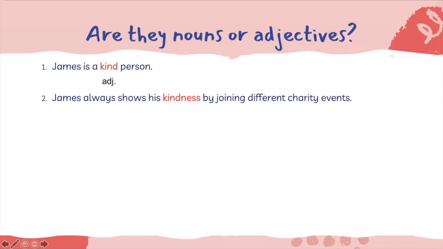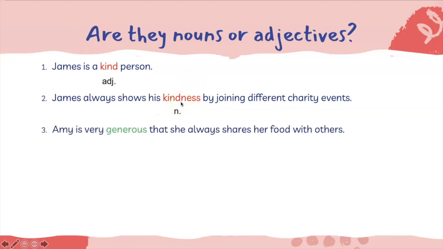Number 2. James always shows his kindness by joining different charity events. Is the word kindness a noun or an adjective? Yes, you're right. It is a noun. It is the quality of James, his kindness. We always have a noun after a possessive determiner, his something. So his kindness is the noun.